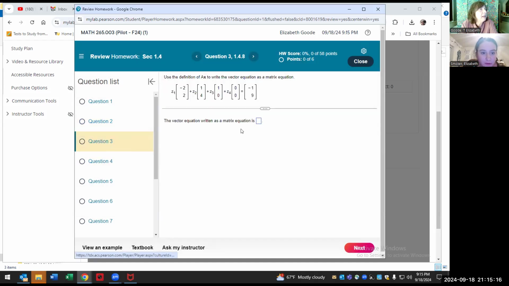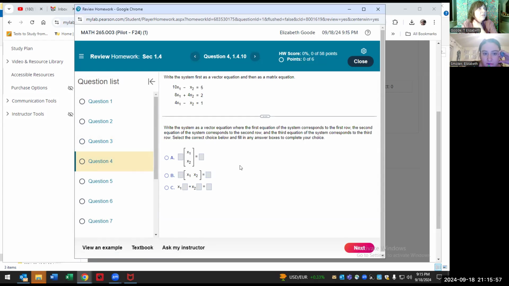So you got that. Here it says use the definition of AX to write the vector equation as a matrix equation. Were you able to write that as a matrix equation? Yes, but not without the example. Okay, the point is these columns are the columns of the matrix, and these variables are the weights. These are the coordinates of the vector X. And this is the B on the other side, the vector B. So you did get that one, great.